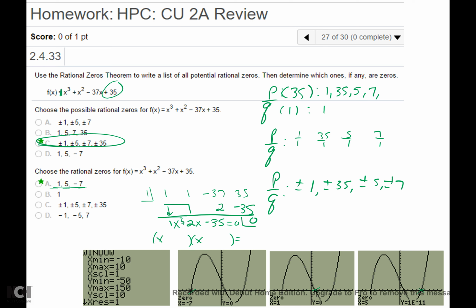This would be x and x. Factors of 35 that make 2 are 7 and 5. C is negative, so only the bigger one gets the negative. Set them to 0 gives me x equals negative 7 and x equals 5. And those are all rational. And that's all there are, because I can't have more than 3.